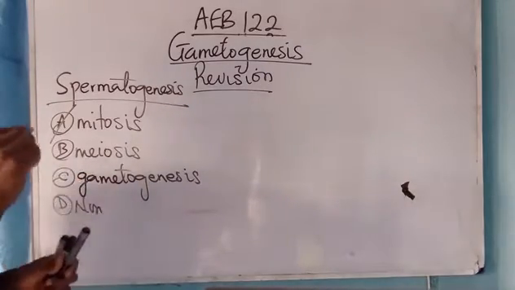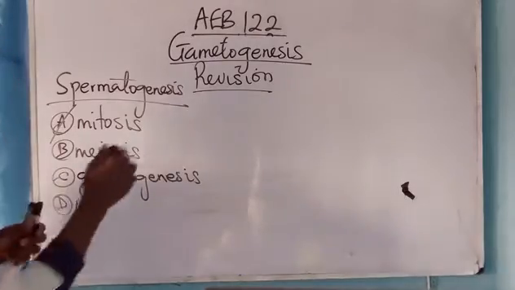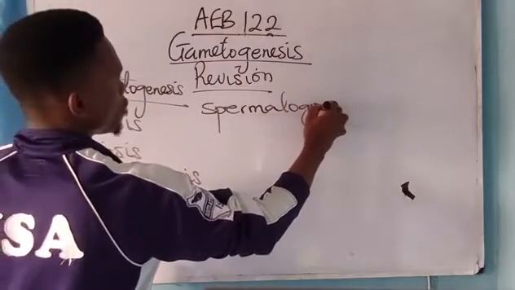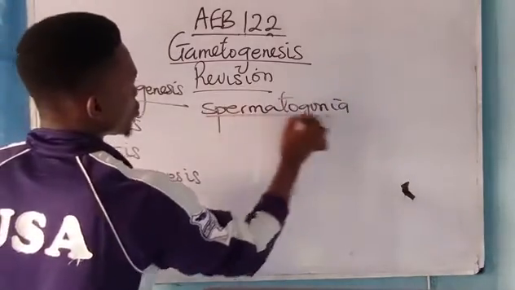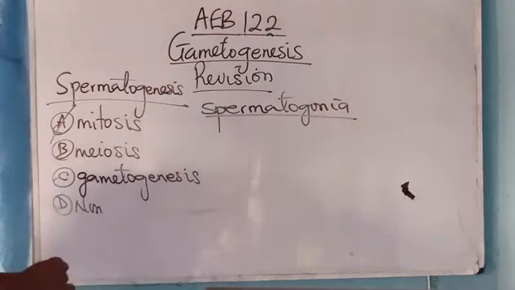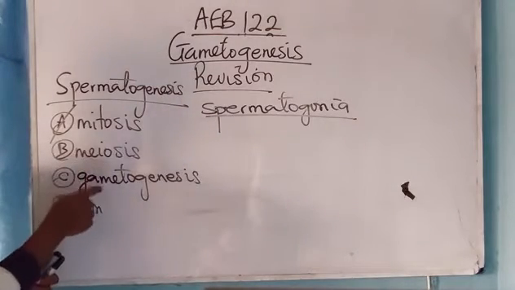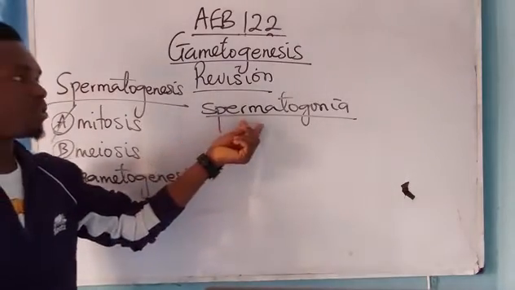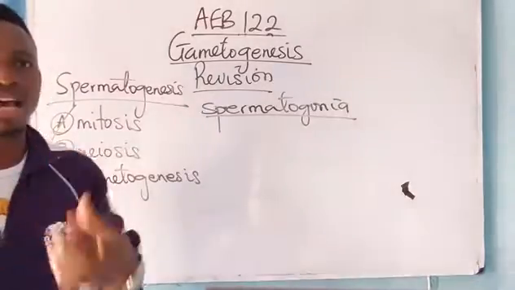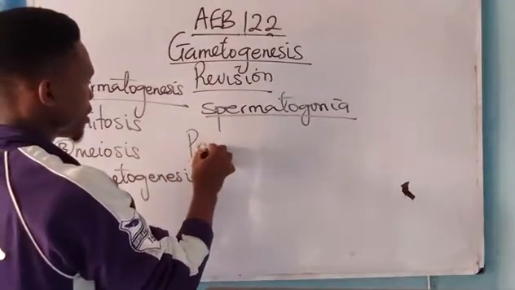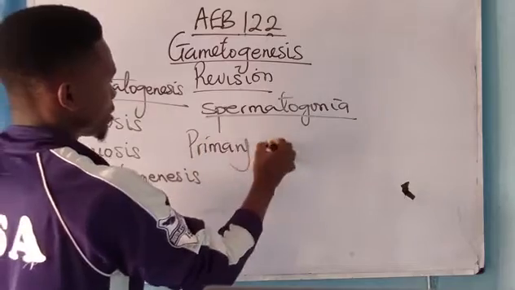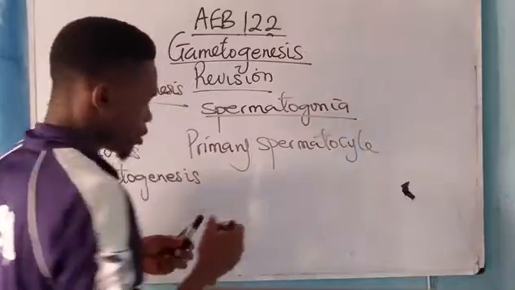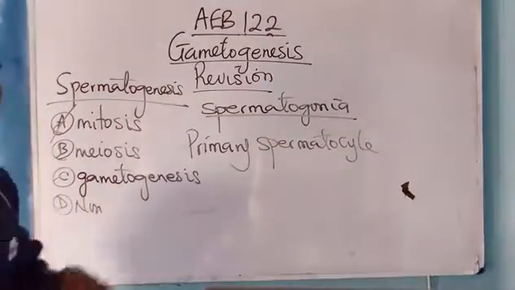Now, spermatogonia undergoes which of these? Mitosis, meiosis, gametogenesis? No, the answer is none of the above. Spermatogonia only increase in size to produce what? A primary spermatocyte.